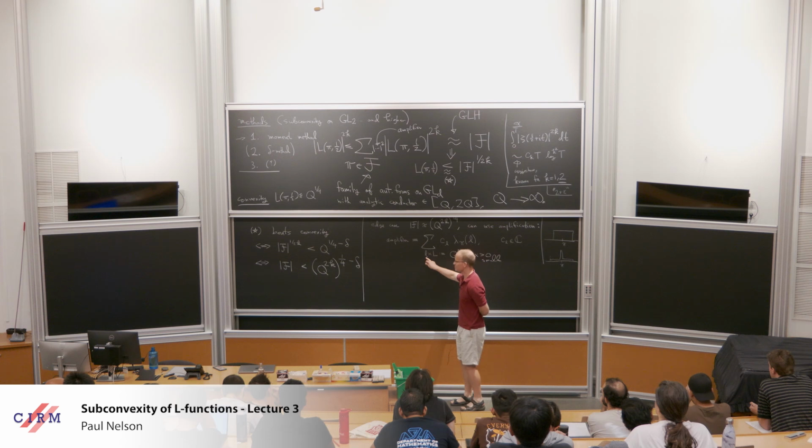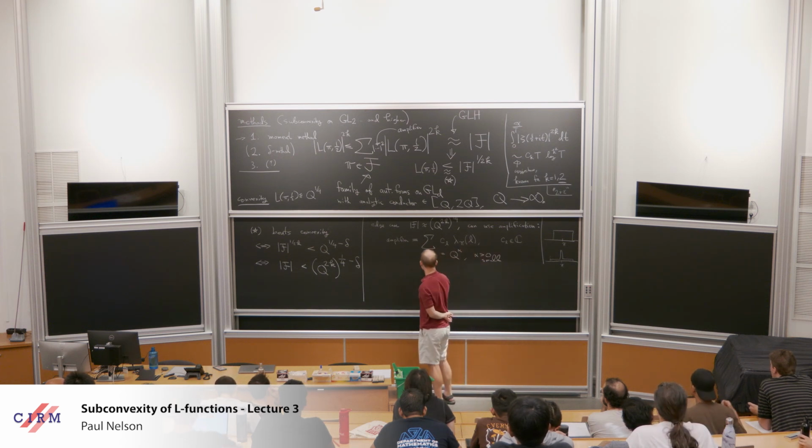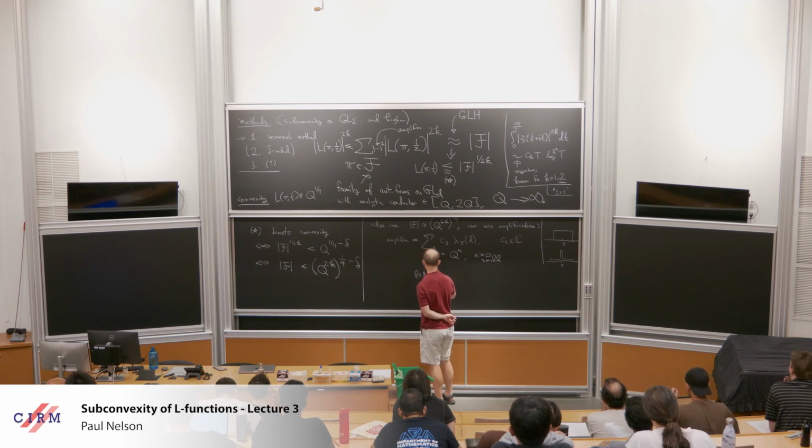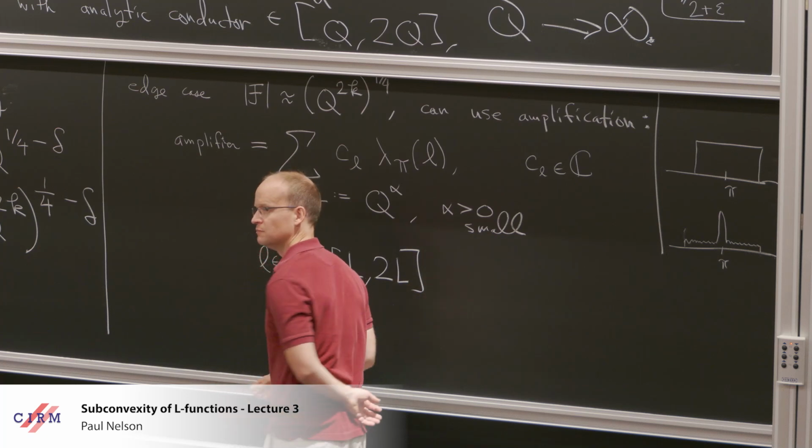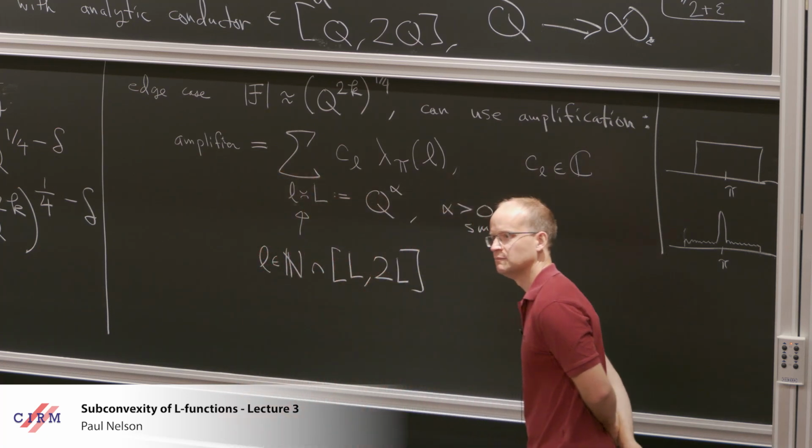How do you make sense of this summation here? Yeah, we could think of this as being something like little l is a natural number that lies between capital L and twice capital L. Something like that. Yeah, thanks.